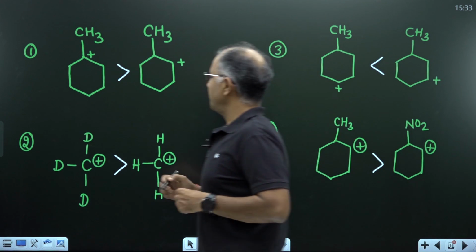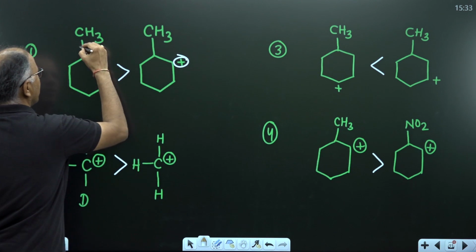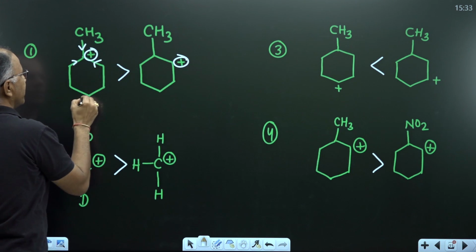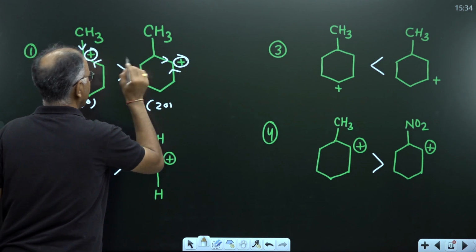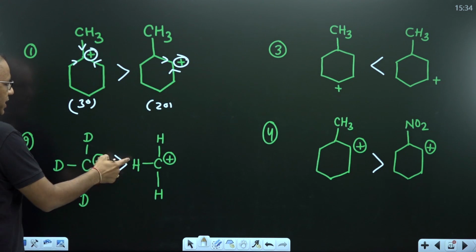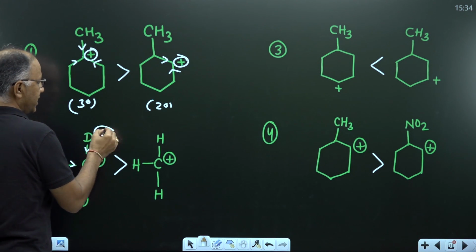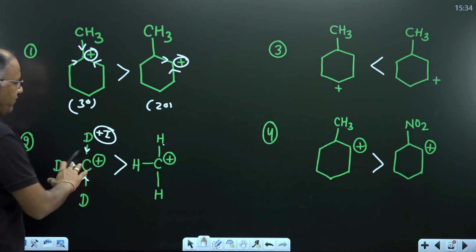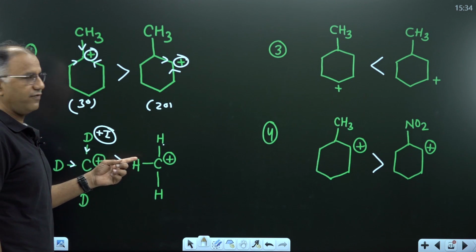Now in the first example, this is a 3-degree cation and this is a 2-degree cation. More plus I, more stable cation. This is 3 degree, this is 2 degree, so 3 degree is more stable than 2 degree. In the second example, as we know, plus I of D is greater than plus I of H, so the first is more stable than the second, because plus I of D is greater than plus I of H.